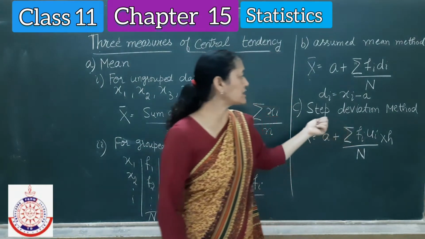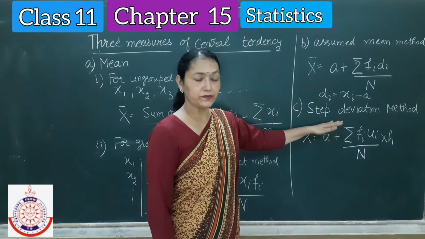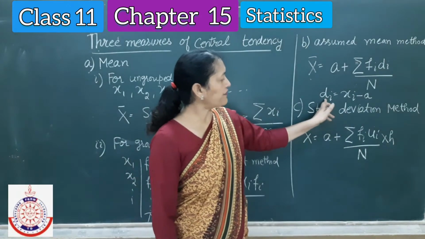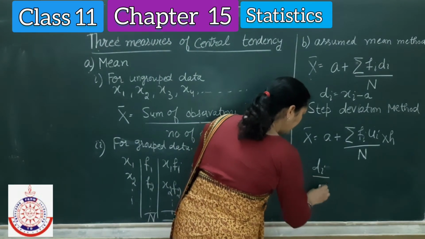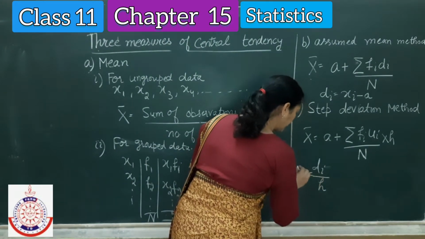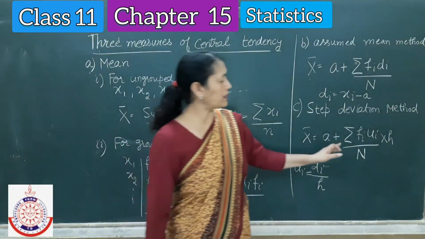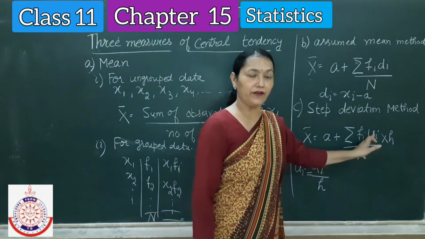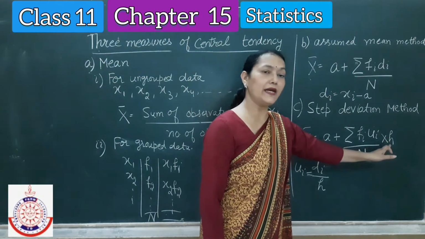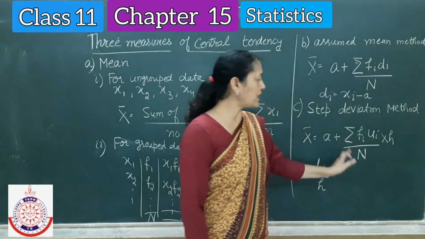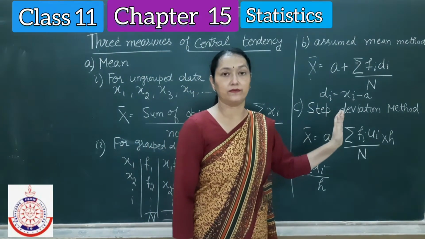But if calculations used to be very difficult, then we have used the step deviation method also. Here, after calculating di, if you divide each di with class width, then ui can be calculated, and then we used to multiply fi with ui divided by capital N, and this whole value is multiplied by h. Whatever answer comes, it's being added in A. So this was step deviation method.